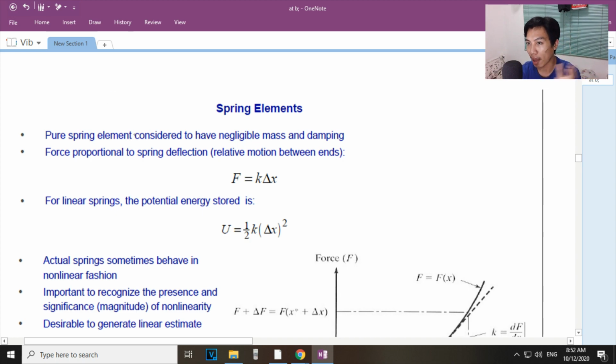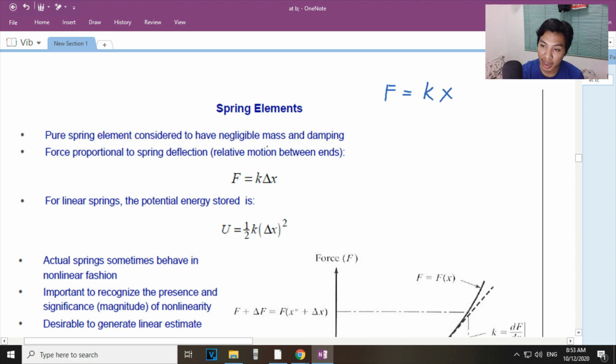Now, going back to your strength of materials and machine design 1, pinag-uusapan natin diyan yung springs. Now, under Hooke's law, madalas 'yan, 'di ba? Madalas yung pinag-uusapan natin sa spring. Ano ba yung sa Hooke's law, sir? That the force is equal to kx. Ano ba yung x, sir? This is the displacement, okay? Nung spring mo. X is the displacement of the spring. F is the force that is applied to the spring, and then K is the spring constant. Now, sabi dito, pure spring element considered to have negligible mass and damping.